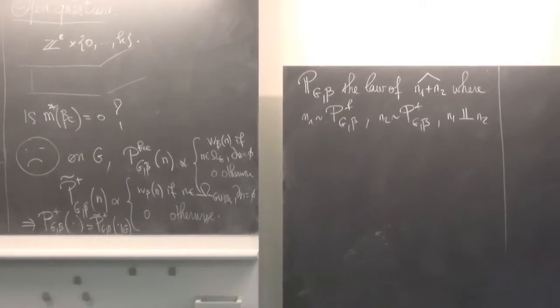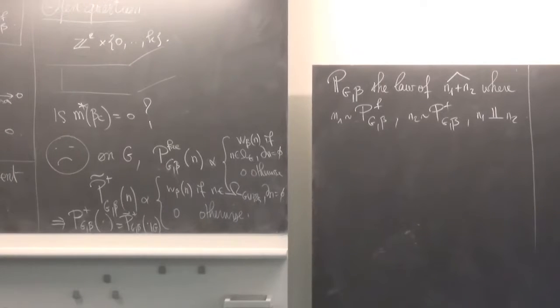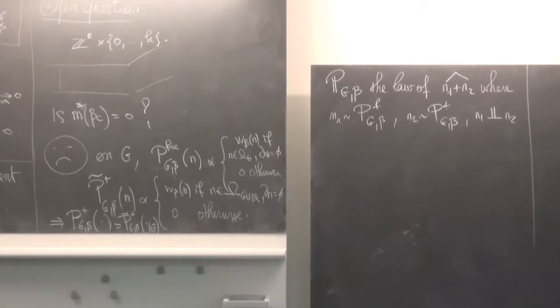We did that several times. By the way, I'm going to just stick to the nearest neighbor. The proof works very well for infinite range, there is really no problem there, but for the notation, I don't want to have J x y everywhere. So let's stick to nearest neighbor.